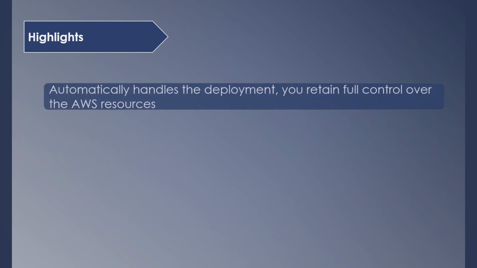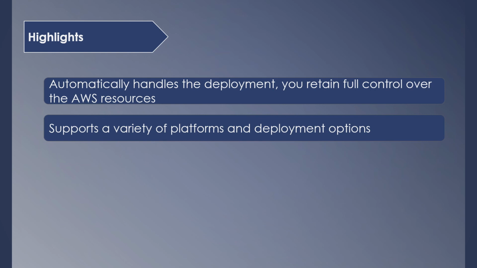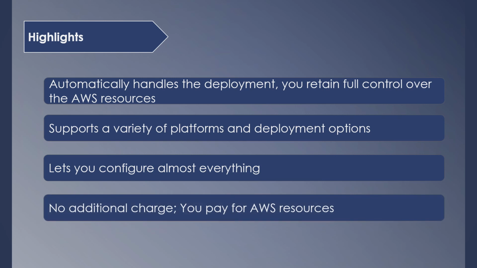Okay, so we are at the end of the session. Let's have a quick look at the major highlights of Elastic Beanstalk. Elastic Beanstalk lets you upload your code and automatically handles deployment while you still retain full control over the underlying AWS resources. You get a variety of options of platforms and deployment options to choose from, which get updated more often by AWS to include new features. It has a rich set of configuration options, which lets you configure almost all of the environment. There is no additional charge for using Elastic Beanstalk. You pay only for the underlying AWS resources.